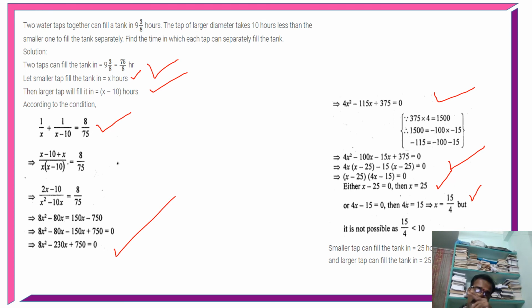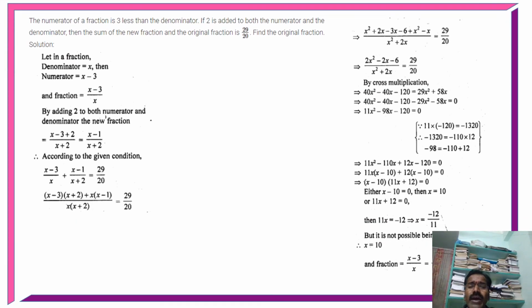But 15 by 4 is not possible because 10 is given. If you take 15 by 4, x minus 10 will become negative. x minus 10 negative is never possible, so we don't take it. According to that, we take whatever is possible, so we take the positive value, students. Next we'll go with the next problem.